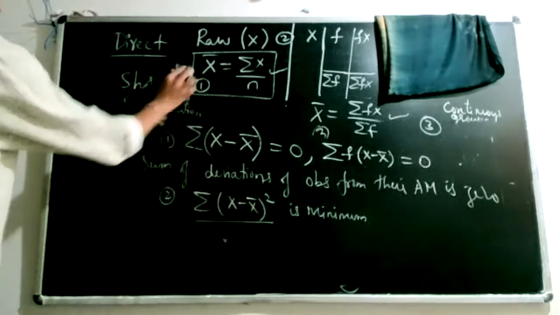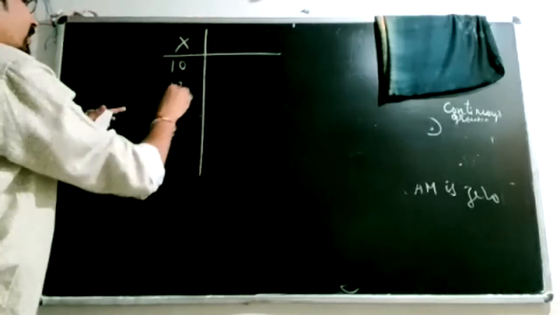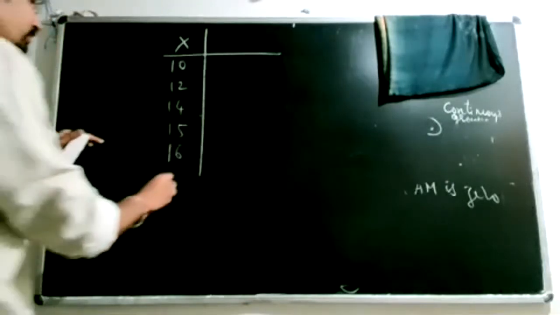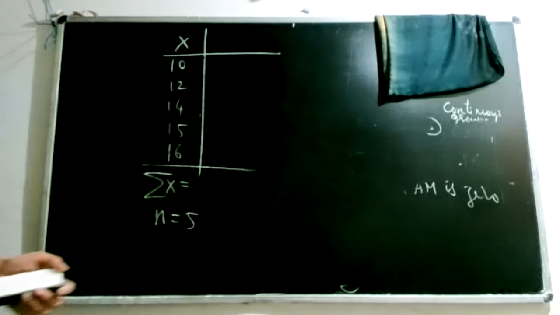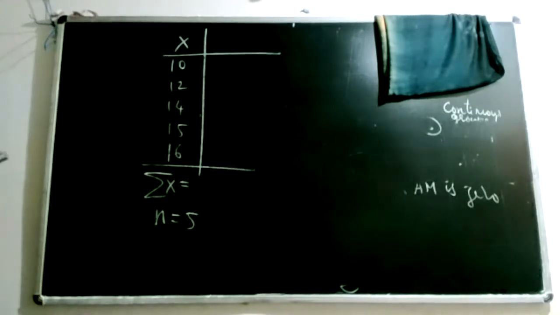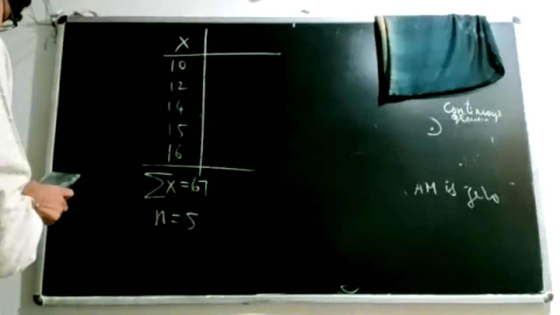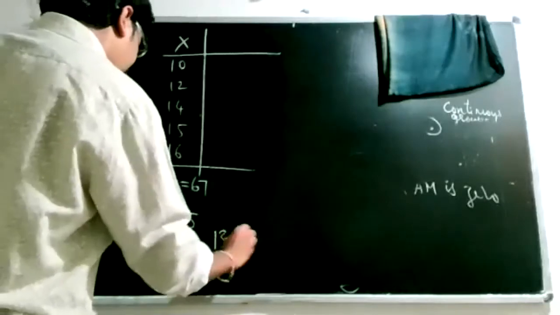So we'll just understand what it means here. I'll take some data and show you how it works. You have x values, say 10, 12, 14, 15, and maybe 16. n equal to 5. So that divided by 5 gives you x bar as 13.4.